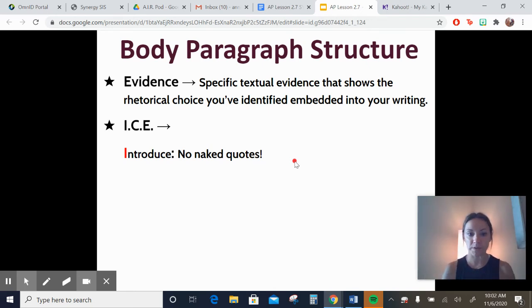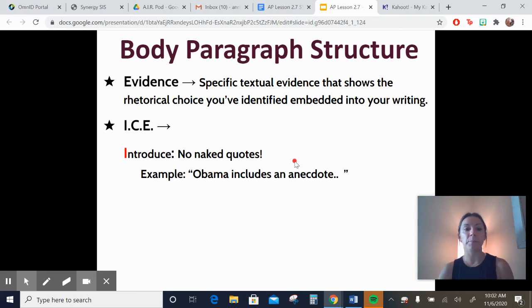No naked quotes, okay? So an example of introducing could be something like, Obama includes an anecdote, blah, blah, blah. Go right into that anecdote then after that introduction, and then you're good, okay? A sentence should just never start with those quotation marks, okay? You should introduce that quote. Okay, so then you go into cite. The C stands for cite.